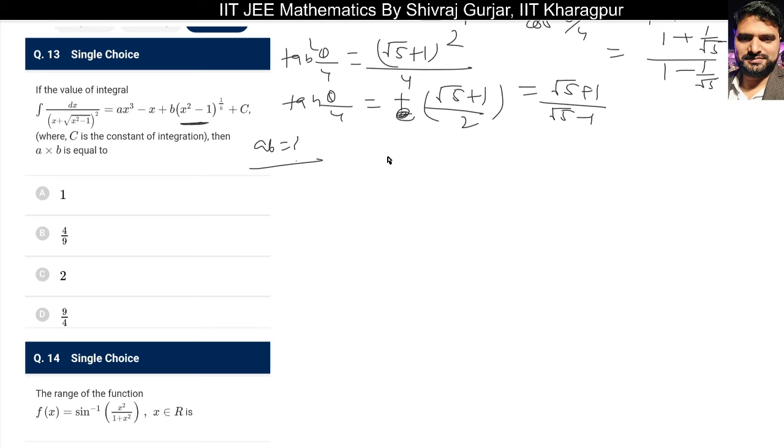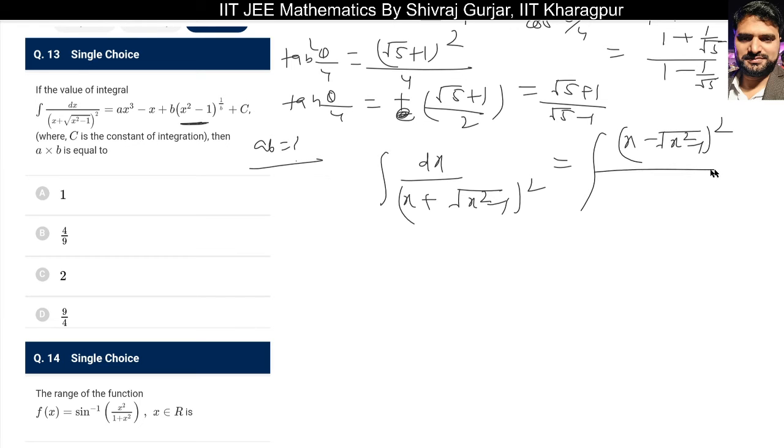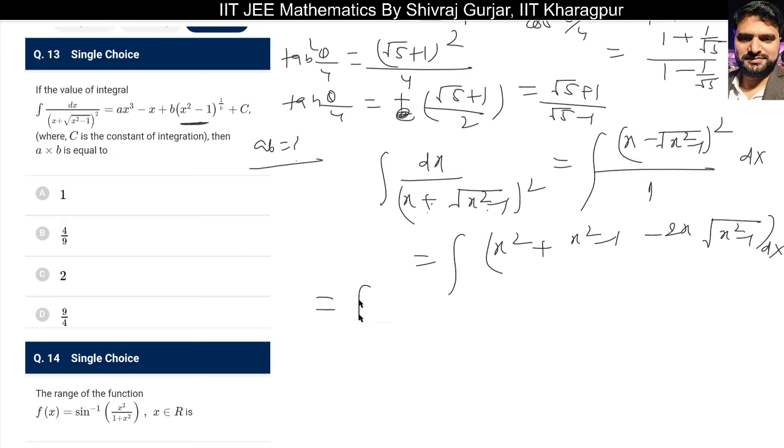Okay, so dx divided by x plus root x square minus 1 whole square. Okay, let us rationalize it. So multiply by x minus root x square minus 1 whole square in numerator and denominator, then a plus b into a minus b, so x square minus 1 is 1. Now it is very simple. Let us expand it. x square plus x square minus 1 minus 2x root x square minus 1 dx. So this is 2x square minus 1 minus 2x root x square minus 1 dx.